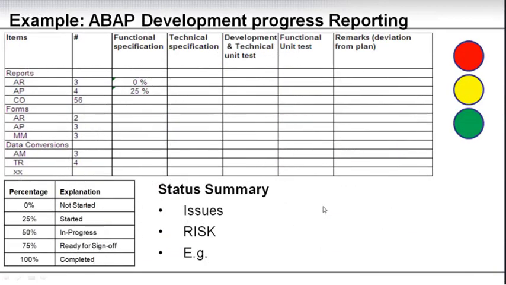Another part of the controlling process is the reporting. So here is an example of an ABAP development progress report, where we have each, as mentioned, each of the different activities: functional specification, technical specification, unit test, functional unit test. This is the technical unit test, functional unit test, and then a remark column. So this is each step, and we will track them based on completeness, and under this, if you unfold these, you will of course have the detail under.